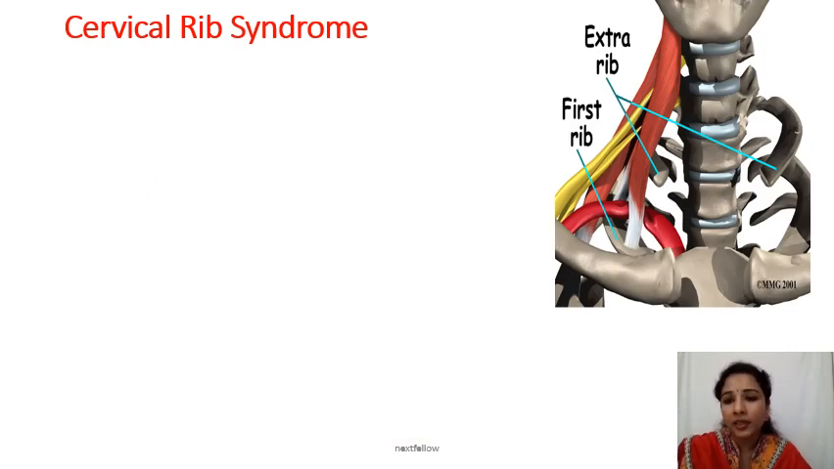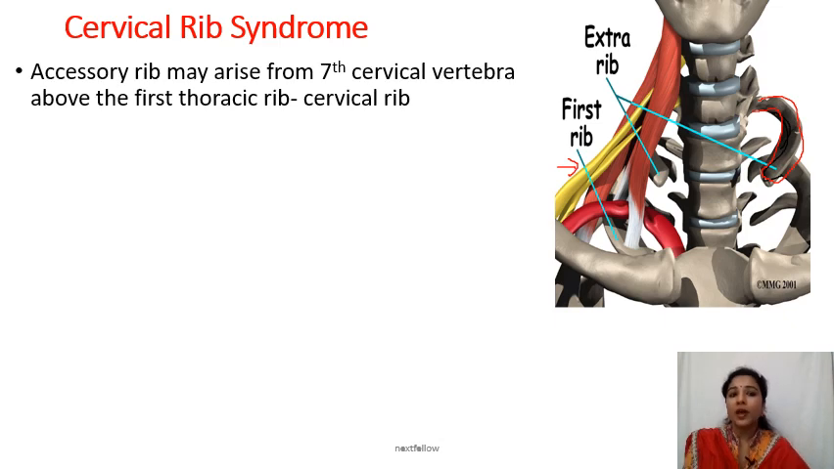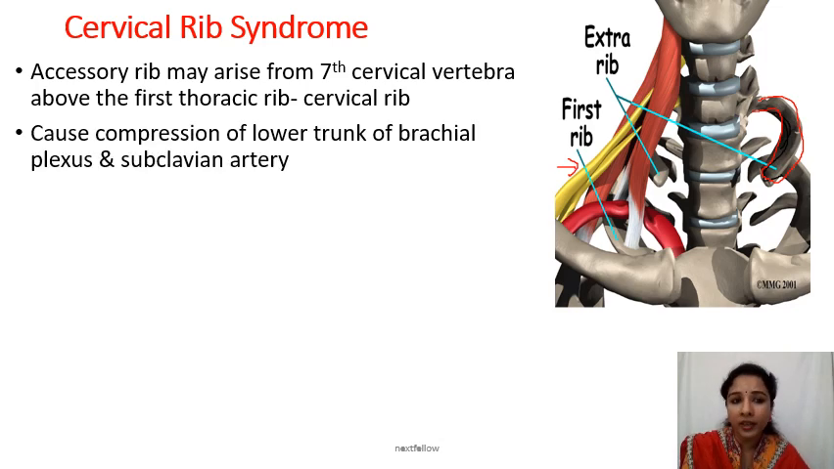Next, about the cervical rib syndrome. This is an extra rib. You can see here the transverse process of the 7th cervical vertebra continues as a prolongation which appears to be like an extra rib, this one. So this extra rib compresses the brachial plexus which is exiting out into the axilla. So it is an accessory rib which arises from the 7th cervical vertebra above the first thoracic rib, the cervical rib.